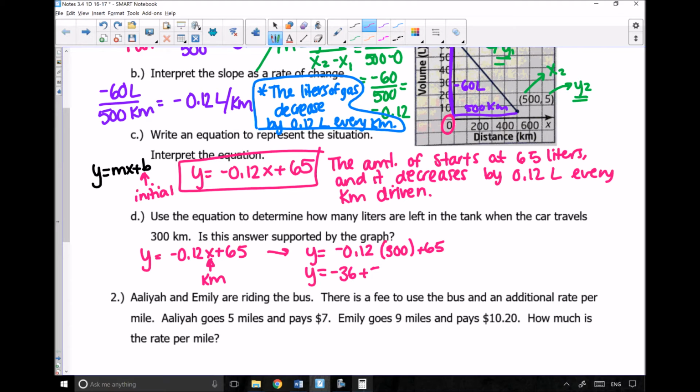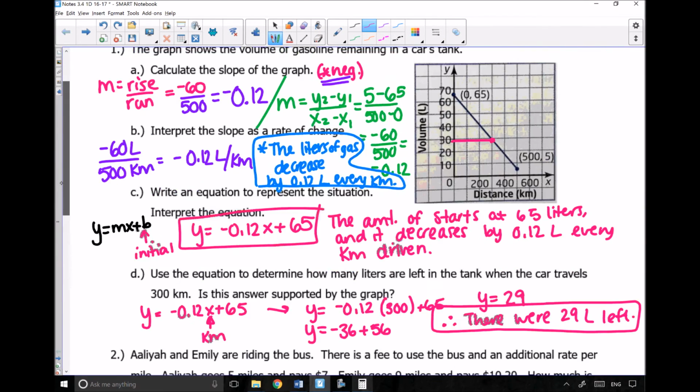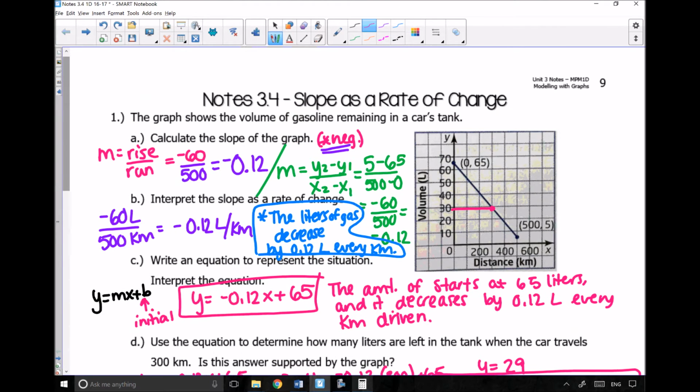Okay, so therefore there were 29 liters left. Okay, is this answer supported by the graph? Let's go ahead and see. So at 300 kilometers, if I go to 300 kilometers, am I at 29 liters left? Looks pretty accurate to me, so that looks like it'll be the right answer. Okay, and that's how we look at slope as a rate of change.